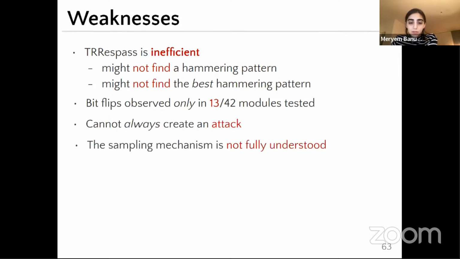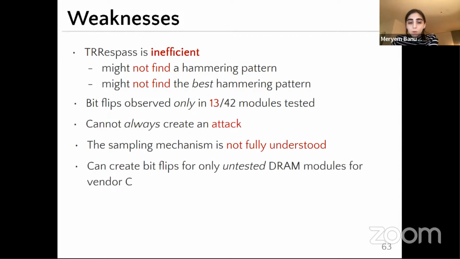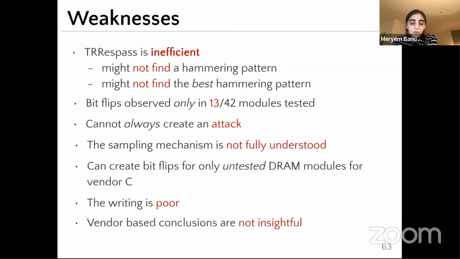The biggest limitation in terms of understanding is that the sampling mechanism is not fully understood or explained in the paper. For vendor C, TRRespass can only create bit flips in modules with MAC value untested, but the authors do not talk about this case and do not talk about why it might be the case. Is it just a coincidence or is there a specific reason? It's not clear in the paper. I found the quality of the writing poor. There are a lot of facts listed one after the other, and there's no cohesion between these facts. Also, some of the figure explanations were wrong, for example. And the last point, I think it's subjective, is that the vendor-based conclusions are not as insightful.